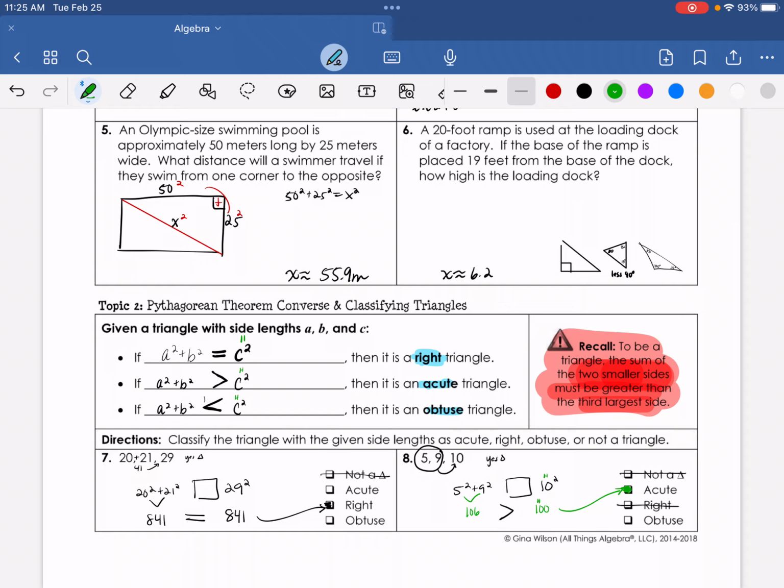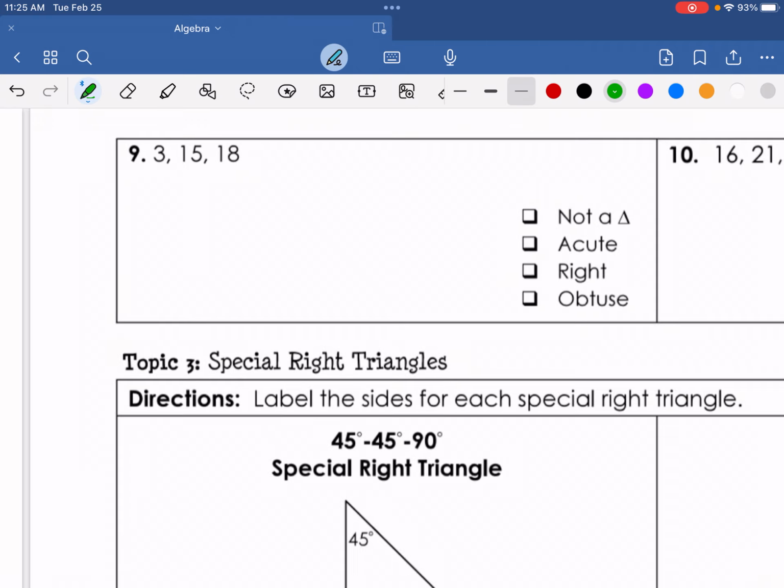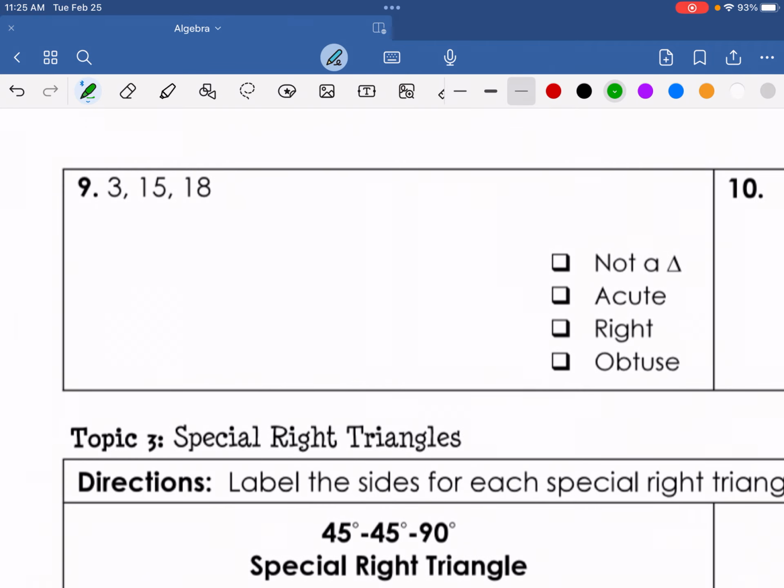All right, let's go through the back. On the back, again, stop and check first. Add the first two. 3 plus 15 is 18. Is that bigger than 18? No, that is the same as 18. So this is not a triangle. Those sides would not be able to close into a triangle.